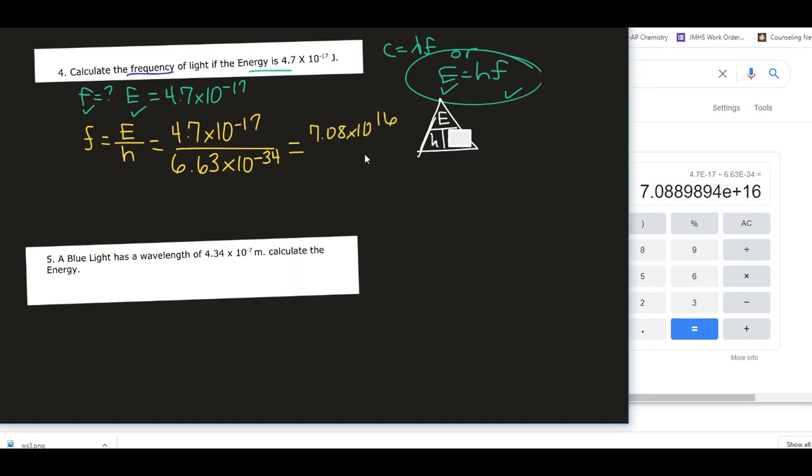And so we end up having 7.08 times 10 to the 16, but we only have 2 sig figs, so we're going to stop at the 0. We're going to round it up to 7.1 times 10 to the 16 hertz.